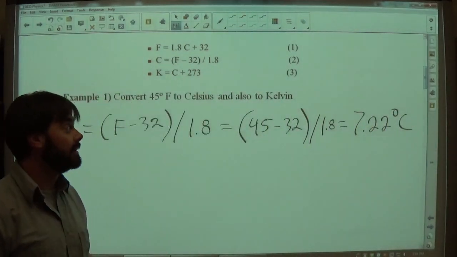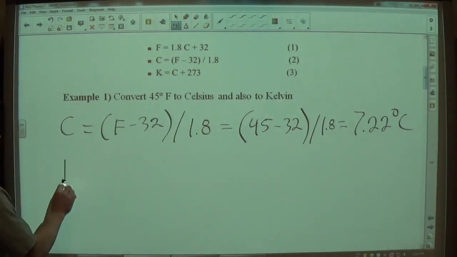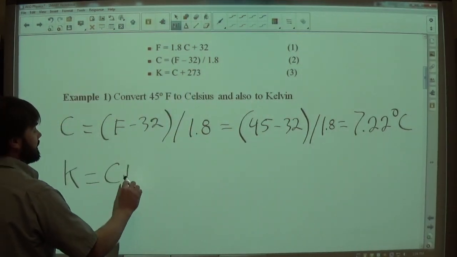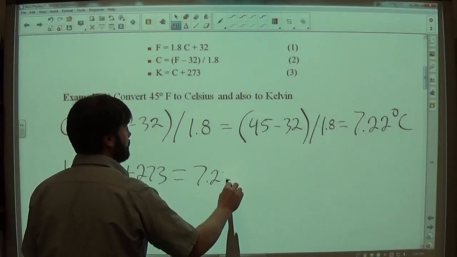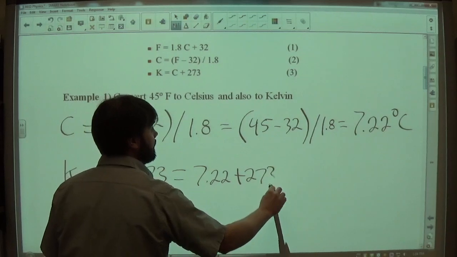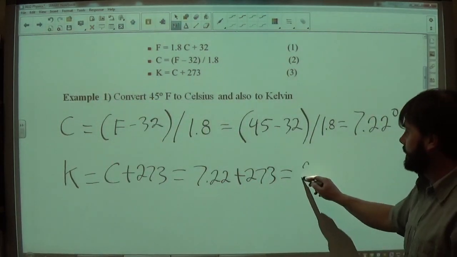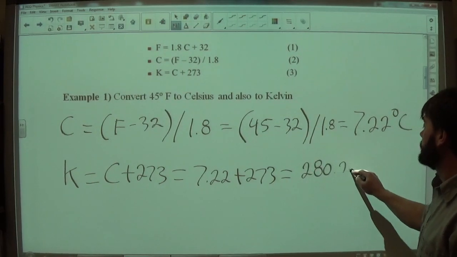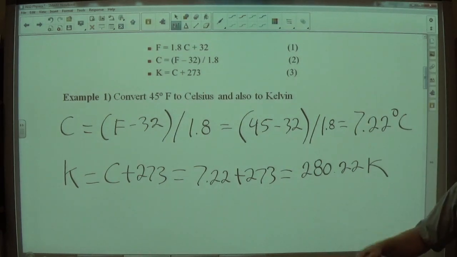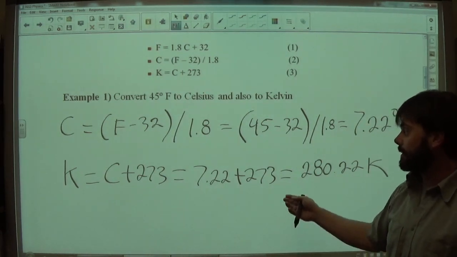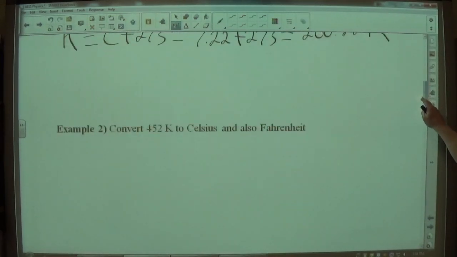Then if we're going to go to Kelvin, there's basically one more step. Kelvin is the Celsius plus 273. So I'm going to take my 7.22 and add 273, and that gives me my grand value of 280.22 Kelvin. Okay? And of course, if you're going to go in the opposite direction, which we'll show in the next example, you could just flip these equations around and solve for the proper unknowns.